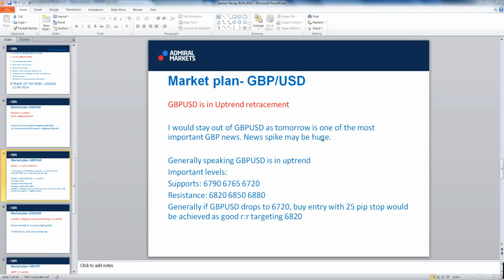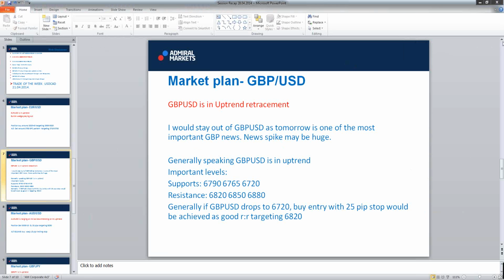I don't know what can happen because if results are very bad, it can drop badly. But from a general standpoint, if GBP drops to 67.20, 25 pip stop, with maybe lower leverage, use lower leverage. It's a good risk to reward, because if it wants to jump, it will go to 68.20 to retest it. So actually, I would wait for a drop to 67.20, then maybe buy it. But it won't happen after tomorrow.